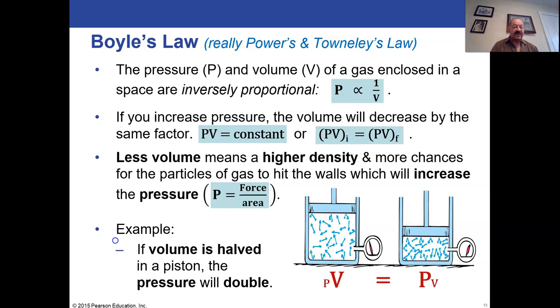So a typical example would be if you halve the volume, you will double the pressure. If you tripled the volume, you will cut the pressure down to a third. If you multiply the volume by 10, you will divide the pressure by 10. If you shrunk the volume to 1/10, you will increase the pressure tenfold. It's always the opposite. Whatever you do to one, the opposite happens to the other.